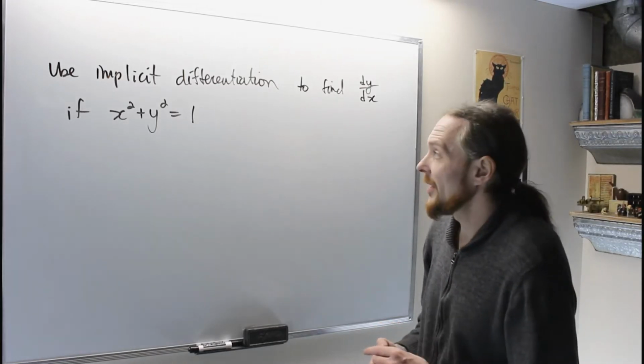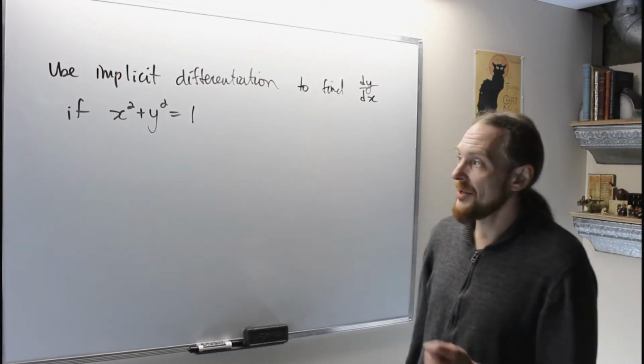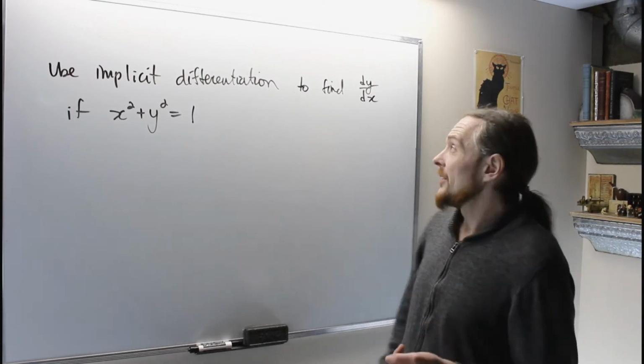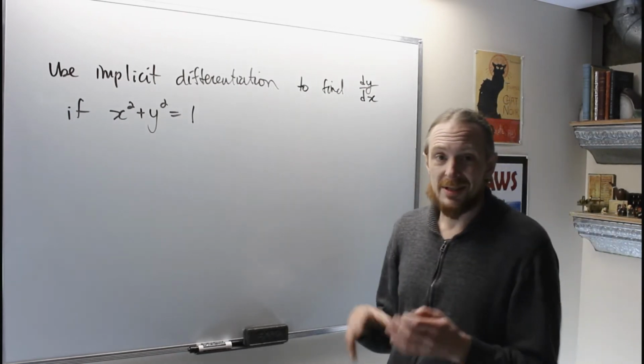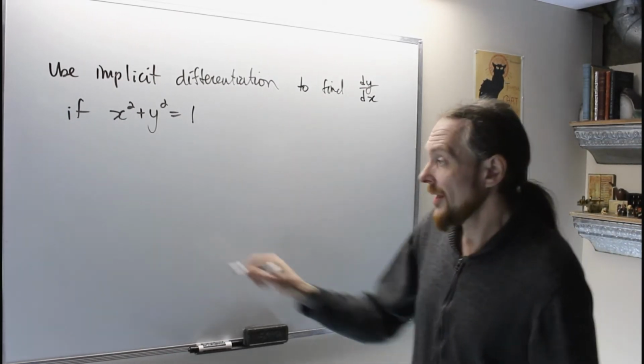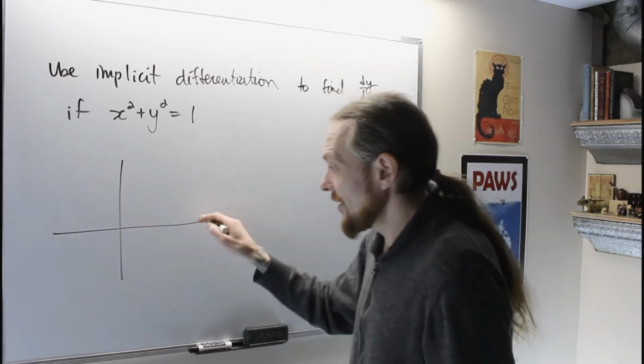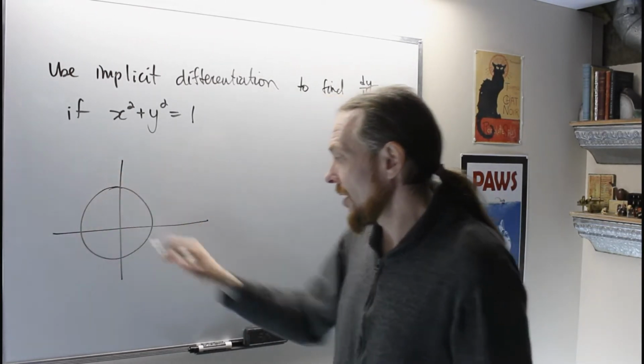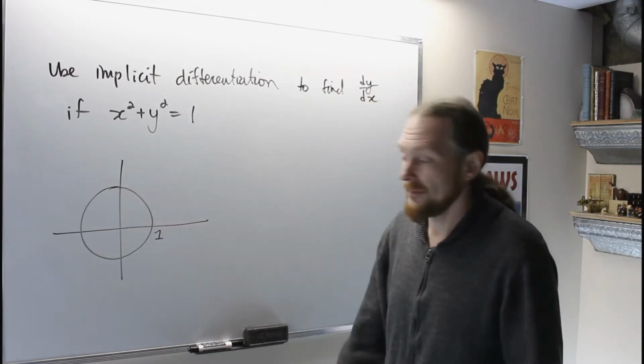Alright, so this time we're going to use implicit differentiation to find the derivative of a curve which is not the graph of a single function. At first we started off with nice functions, and now we're going to look at the unit circle.